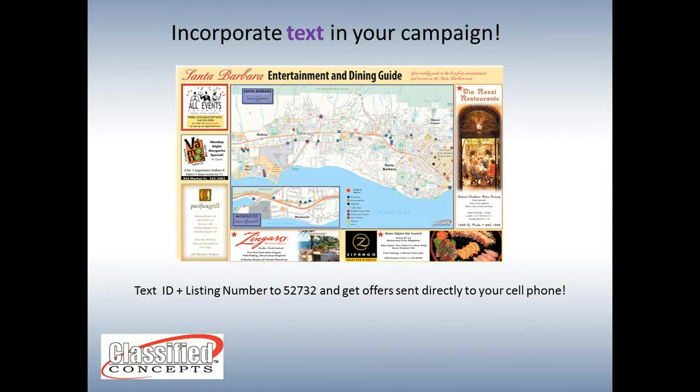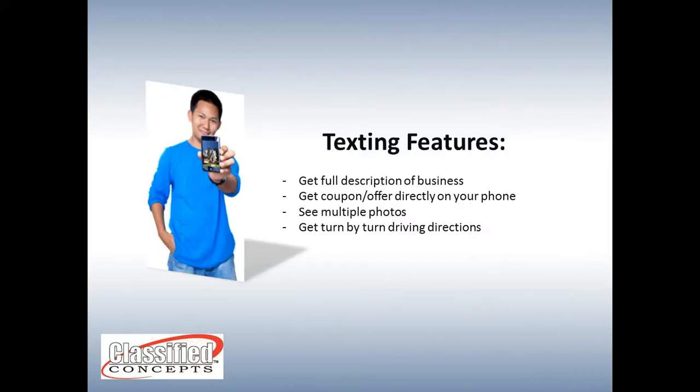And then incorporating text in your campaign. Of course, making the print program multimedia as well is crucial. So in this particular piece, users will text the ID and the listing number to 52732, and then they're going to get offers sent directly to their cell phone. So that's really great too, incorporating text, of course, into the print program.